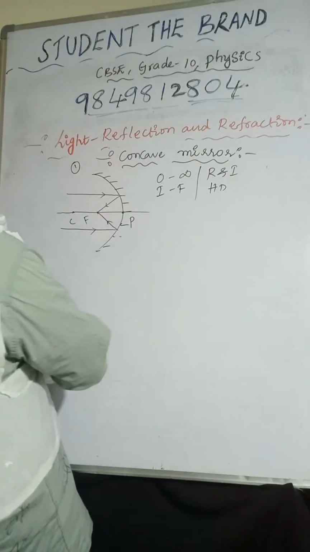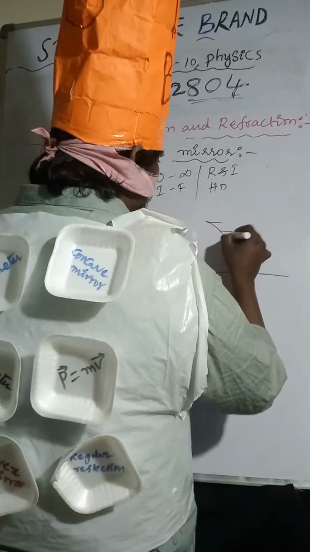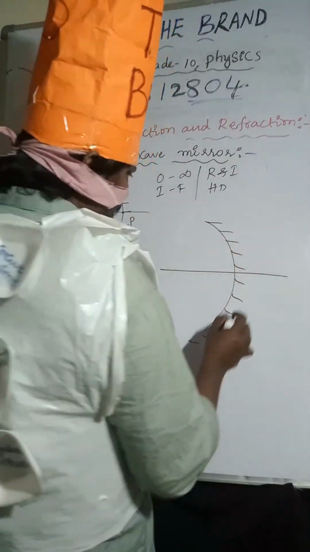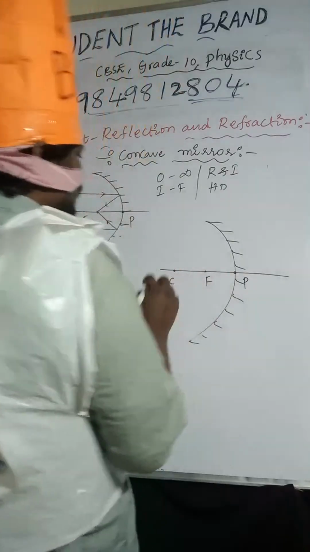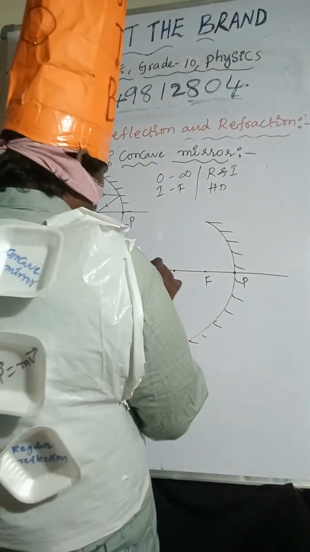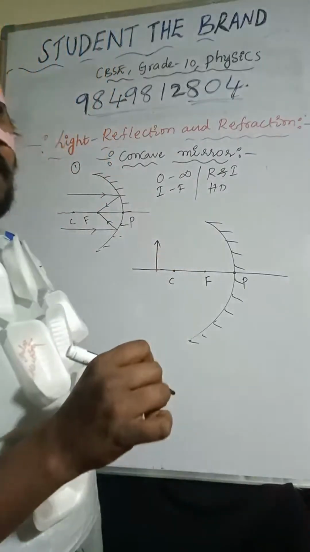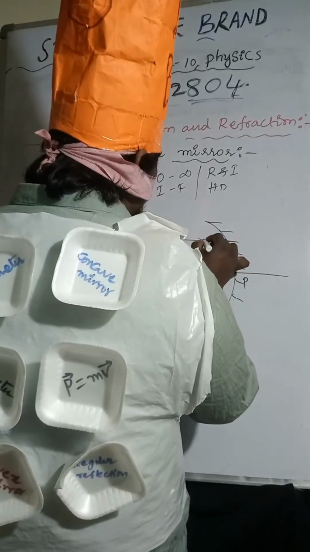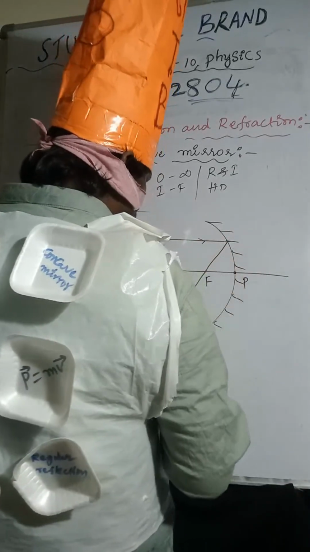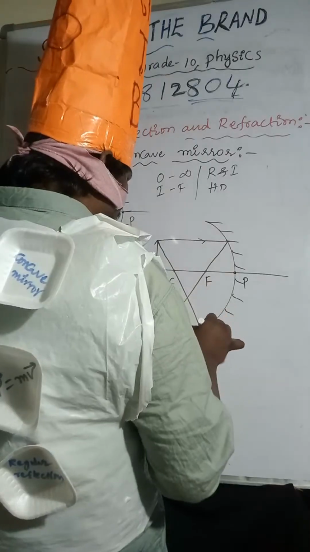And coming to the second one. So pole, focus, center of curvature. Object is placed beyond center of curvature. How many light rays are required to form the image of the object? Minimum 2 light rays. So one light ray I am taking like this. After reflection, the light ray passes through focus. Another light ray is passing through center of curvature.